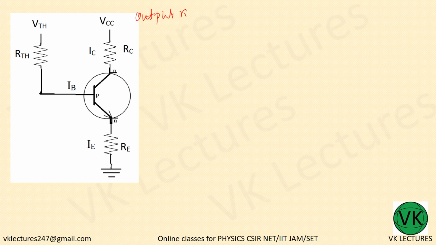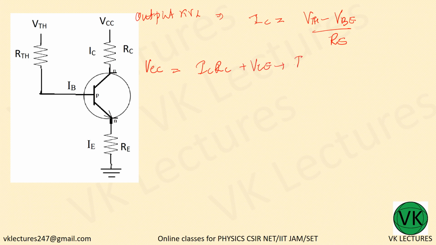Now you see we have the output KVL. What we have found out is IC is equal to VTH minus VBE divided by RE. Leave it like that. Now going to the output KVL, VCC equal to IC times RC plus VCE plus IE RE. Here we are assuming IC is equal to IE.